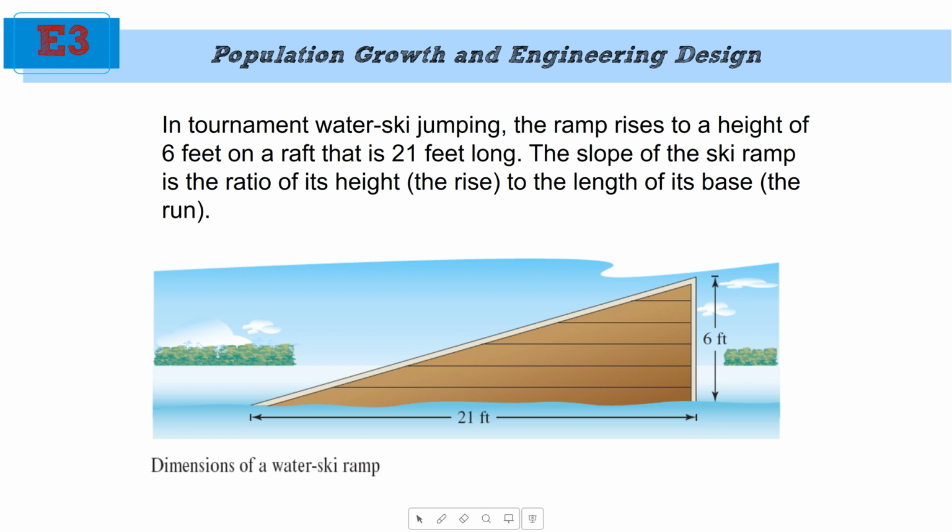Would it be 6 over 21 or 21 over 6? 6 over 21. Is that an acceptable answer? No. 2 over 7. Simplify your ratios. If you're not good at simplifying your ratios, use your calculator. If it's not a non-calculator portion of a test or a quiz, learn how to simplify ratios.